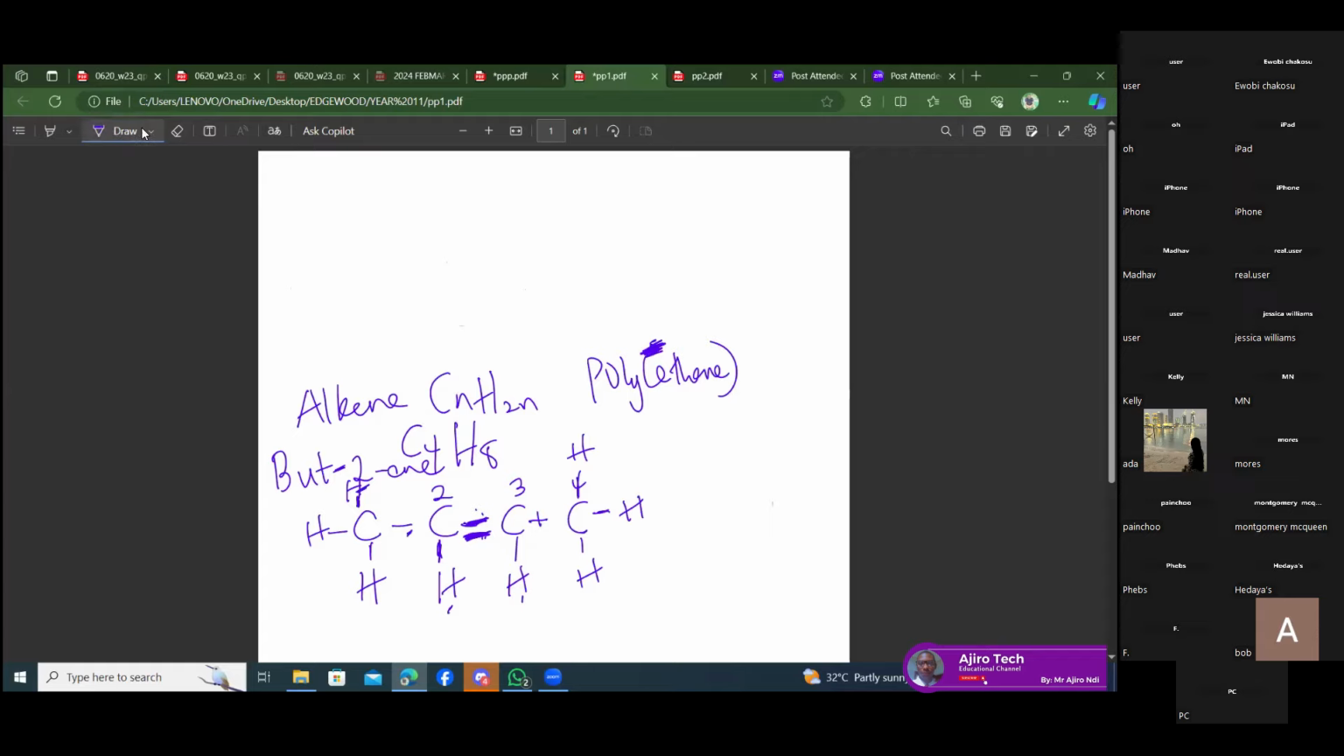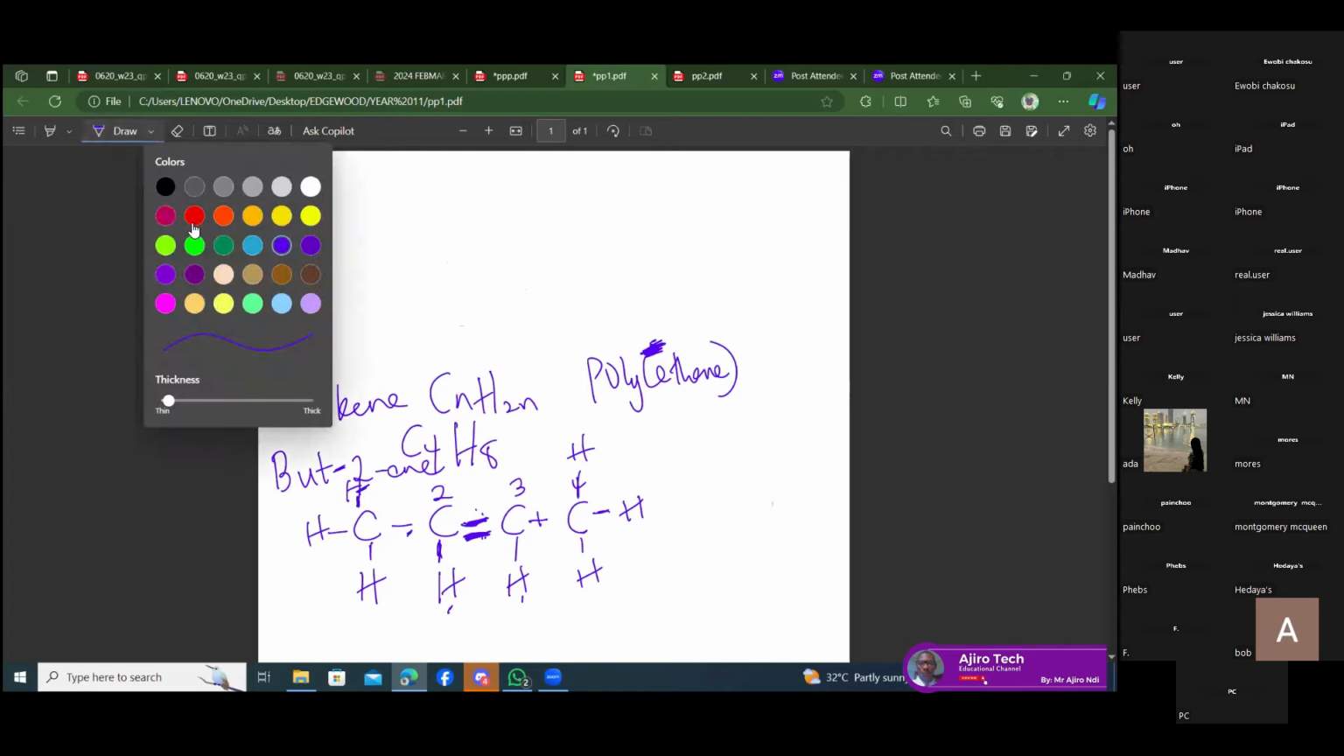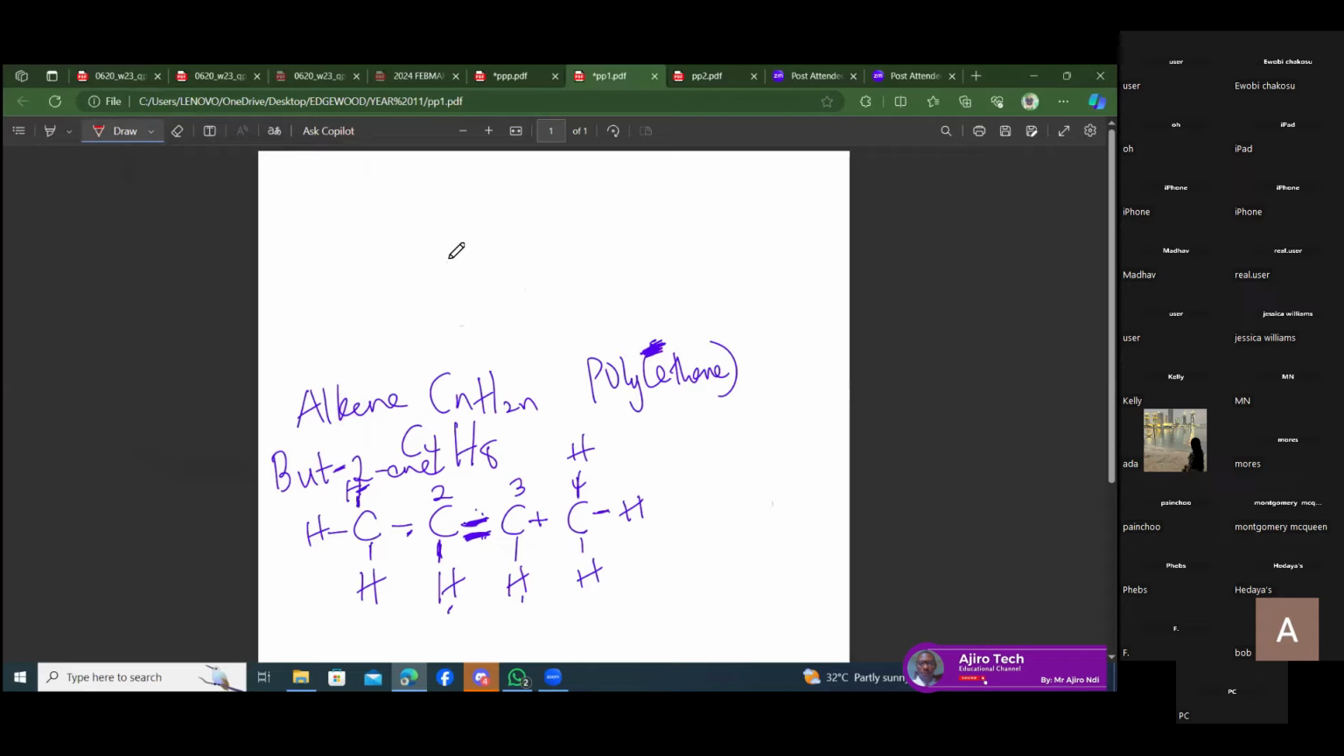I want to move, let me use a different marker now, different color. I want to move everything here. I want to make it look like 18. So all I need to focus on is this point. So I'm going to draw this one now.